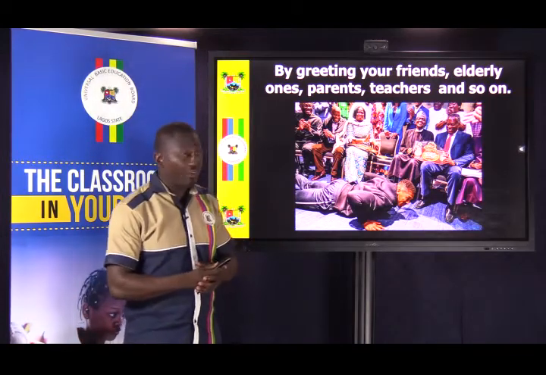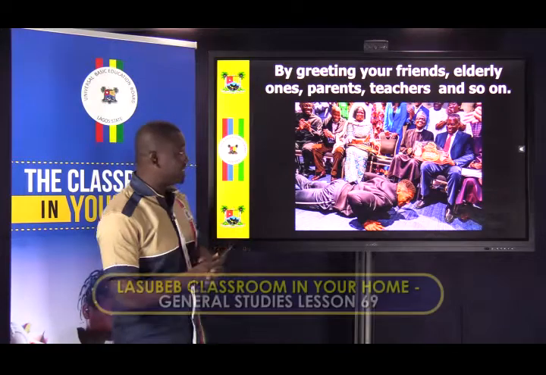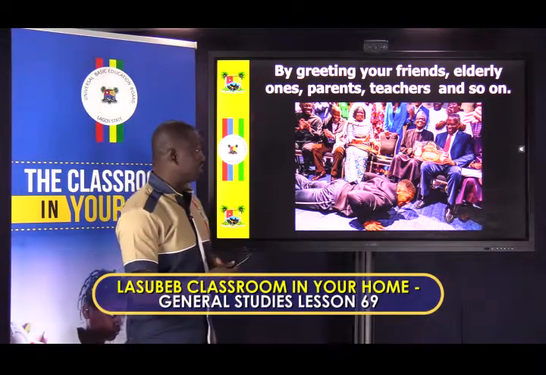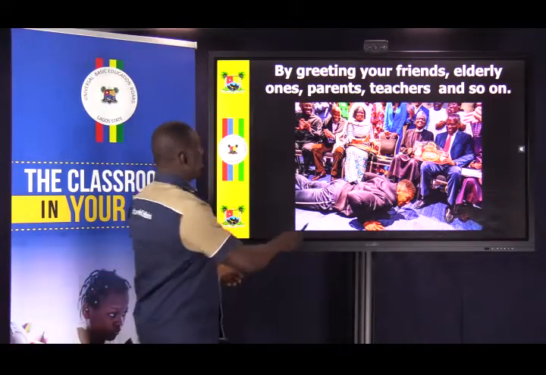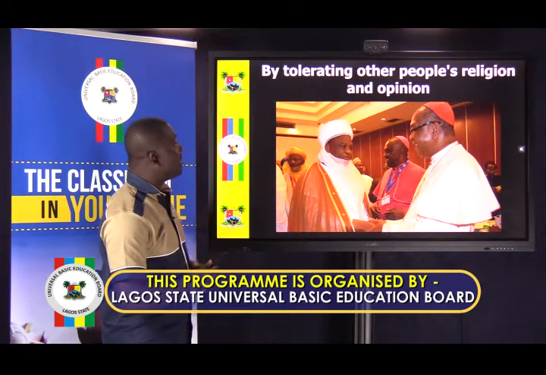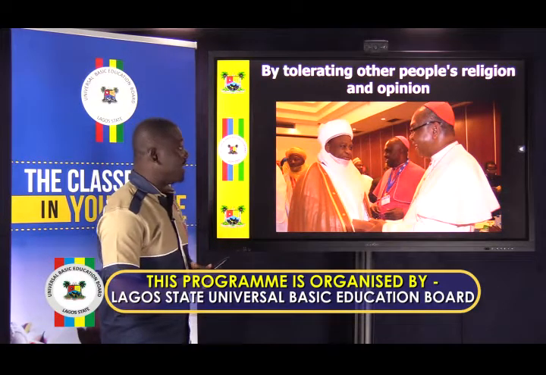Kneeling down by girls is a sign of respect. The boys prostrate while girls kneel down. Okay? All right, what is another way of showing respect? By tolerating other people's religion and opinion.